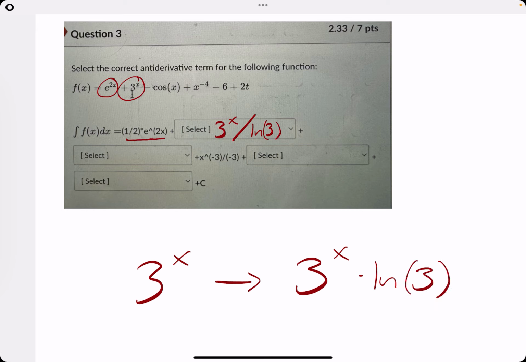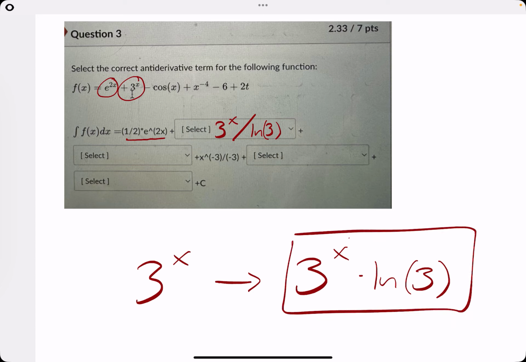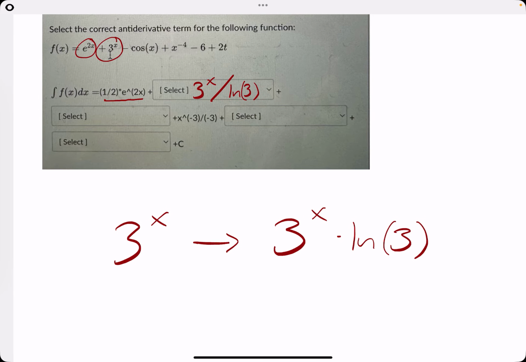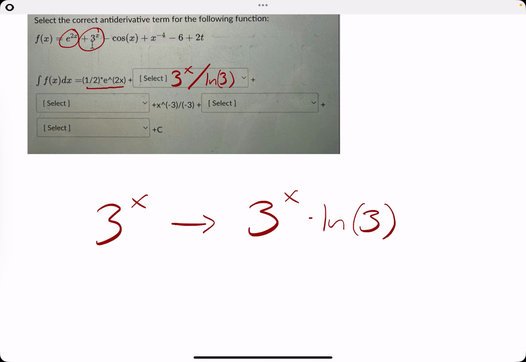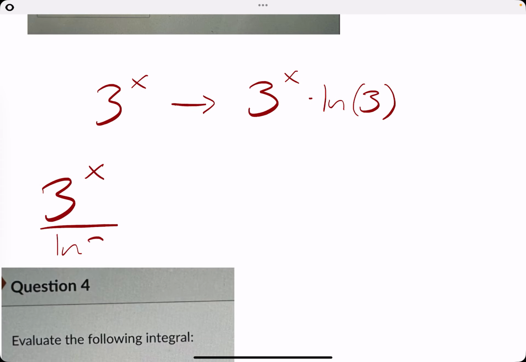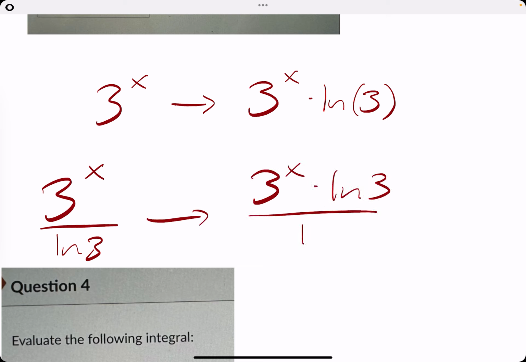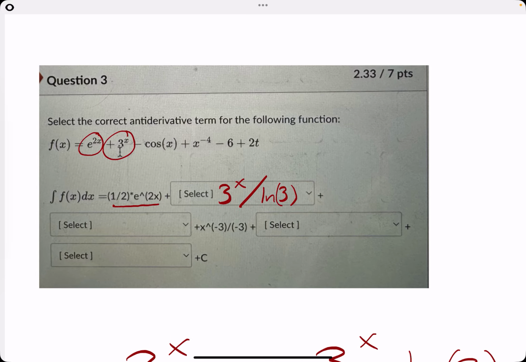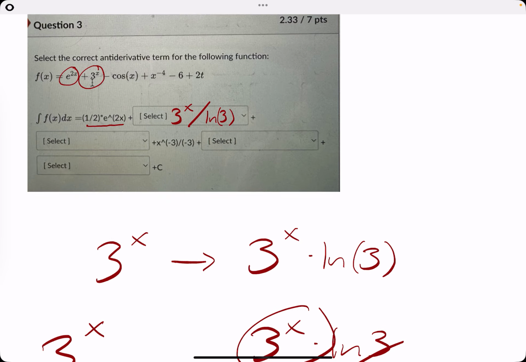And so the question would be, how would the derivative of something be just 3 to the x? And so we make it 3 to the x divided by ln of 3, because when we take the derivative, we get 3 to the x ln of 3 over ln of 3, and those cancel, and it leaves us with just the 3 to the x. That's why the antiderivative of 3 to the x is just 3 to the x divided by ln of 3. Hope that makes enough sense.